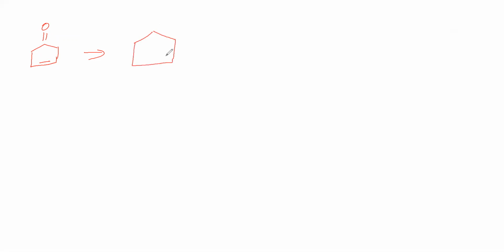The double bond is not affected. Therefore, this is the product. Next, we'll take another example. Here there is a double bond with O, and here an OH. What is the product we'll get? We'll see. Here how many carbon atoms? 2, 4, 6. Six carbon atoms are there.